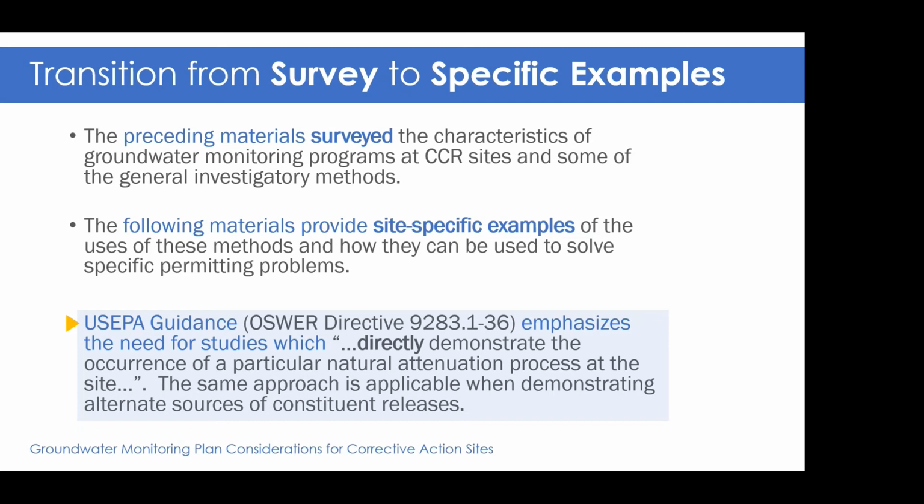And the guidance itself, as I hinted at earlier, emphasizes the need for studies that directly demonstrate the occurrence of a particular natural attenuation process or some other process at the site. And so we have to be able to demonstrate in our permitting process exactly what's going on by measuring things in the chemistry and tying them back to geochemical mechanisms.